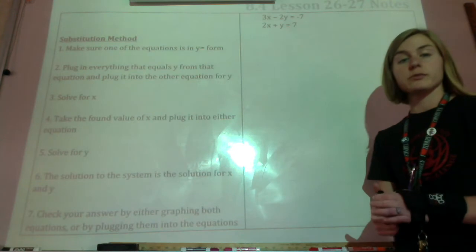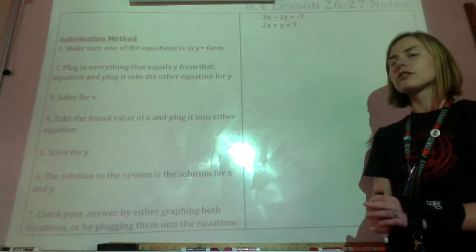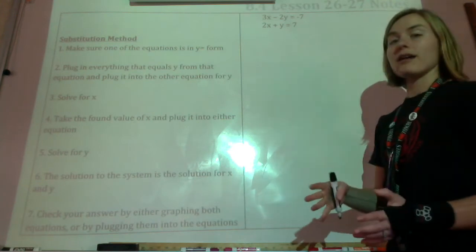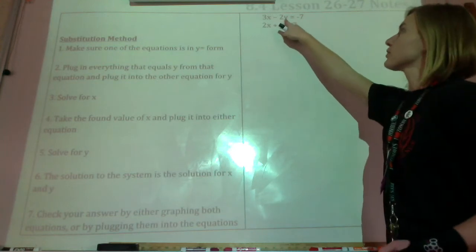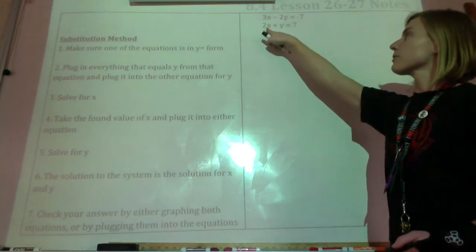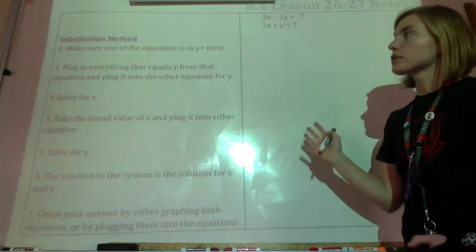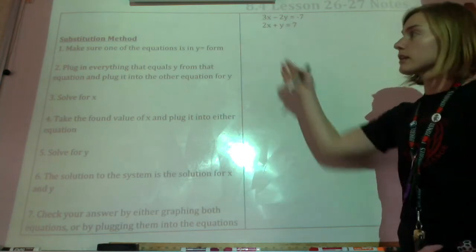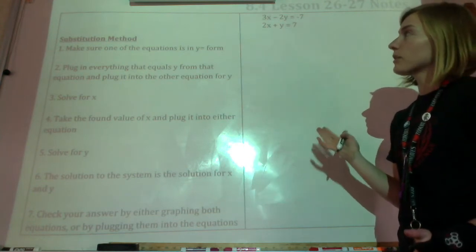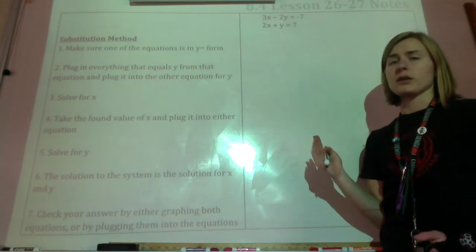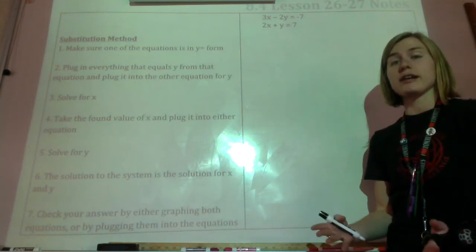All right, we're going to go through this one a little bit quicker now that we're a little familiar with this method. We have this system, 3x minus 2y equals -7, and 2x plus y equals 7. So we're going to go through our same method. Number 1 says make sure one of the equations is in y equals form. Well, we don't have one, but we know how to change them.